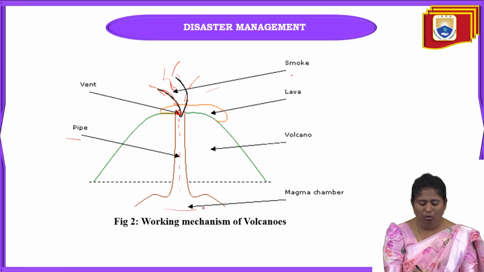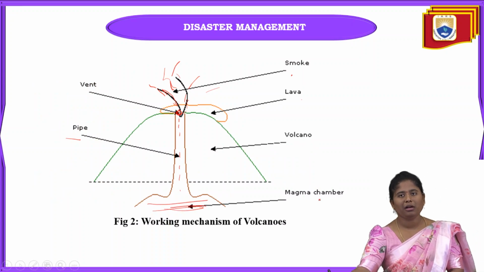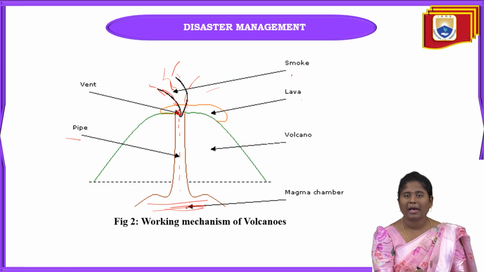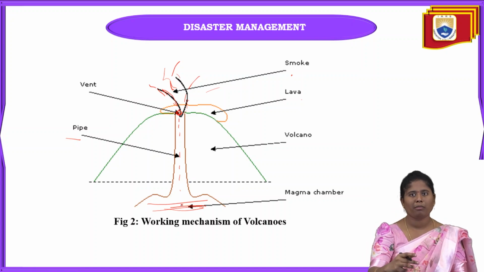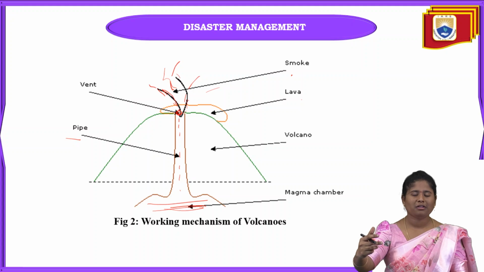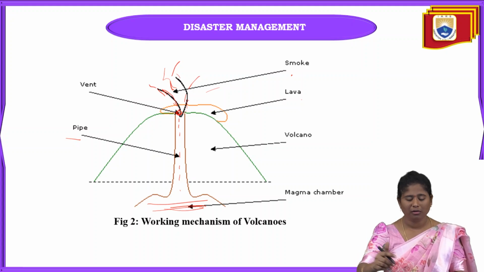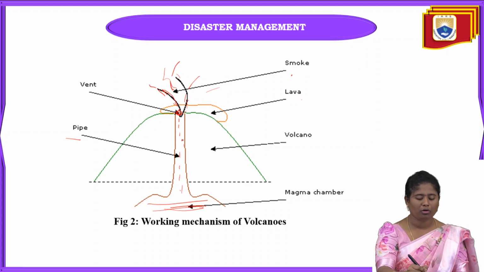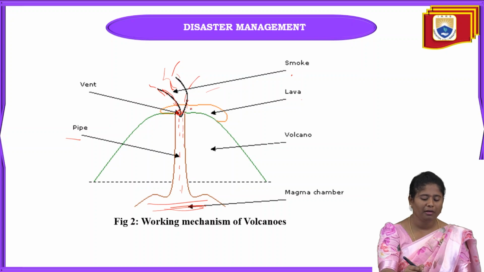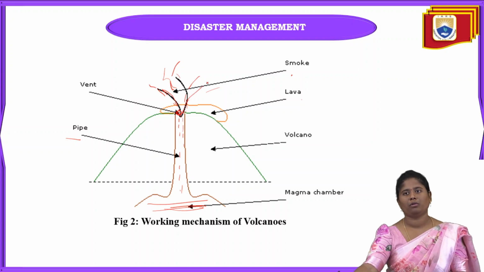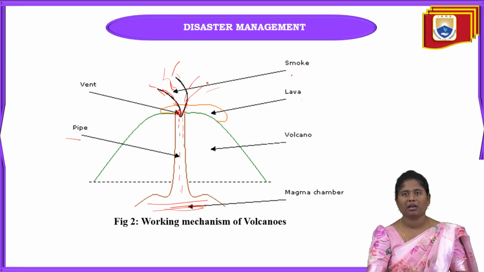And here this lower part is called the magma chamber. In this magma chamber, the magma is going to rise because of the buoyancy force, and it will go upward and be released as lava. Okay, this is the overall working mechanism of volcanoes.